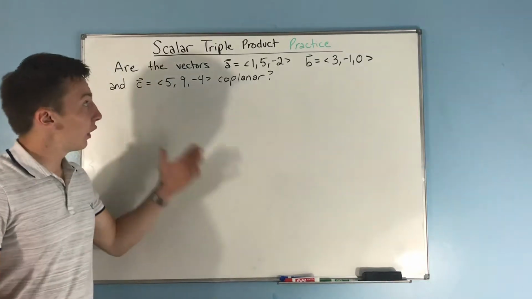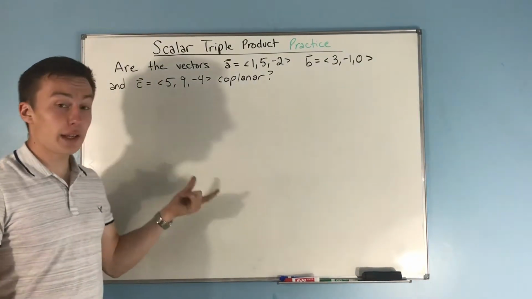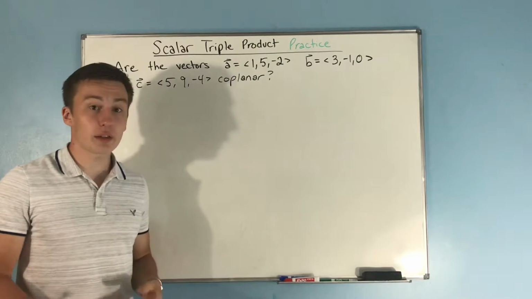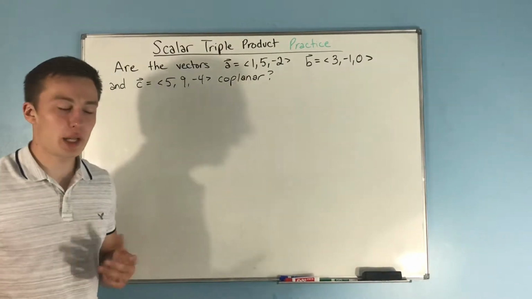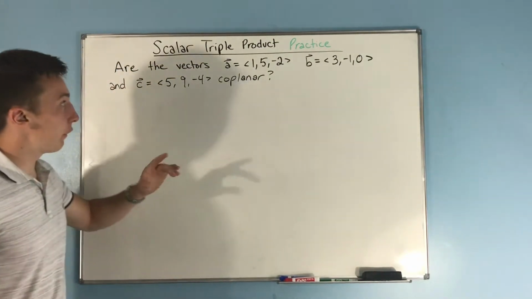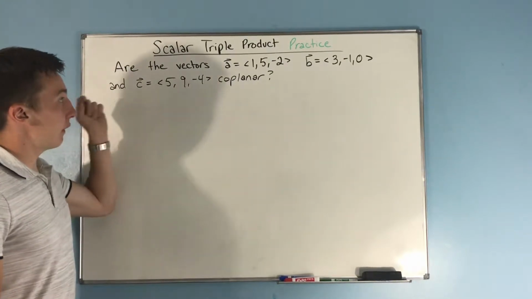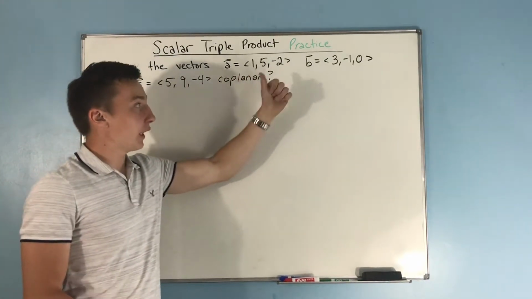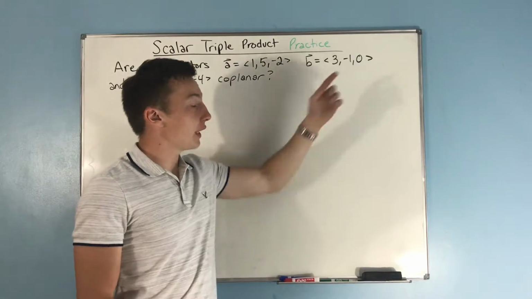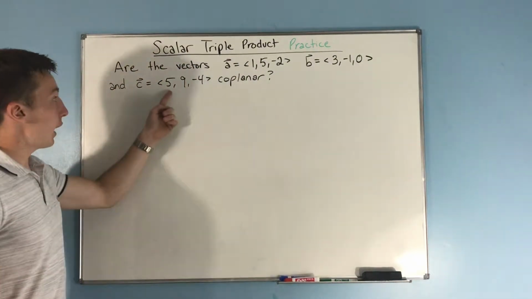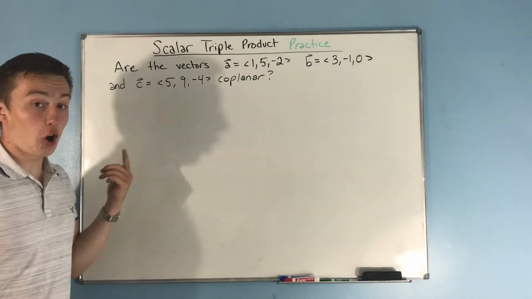Alright, so in this video, we're going to be doing some practice with the scalar triple product. We're going to be finding the scalar triple product and applying it to a couple different problems. The first of which is we're going to try to find if the vectors <1, 5, -2>, <3, -1, 0>, and <5, 9, -4> are coplanar.